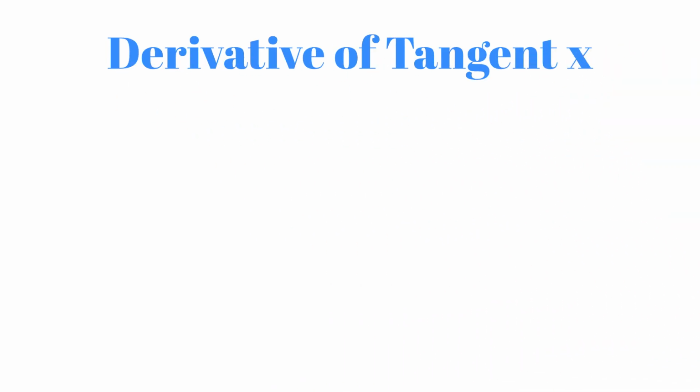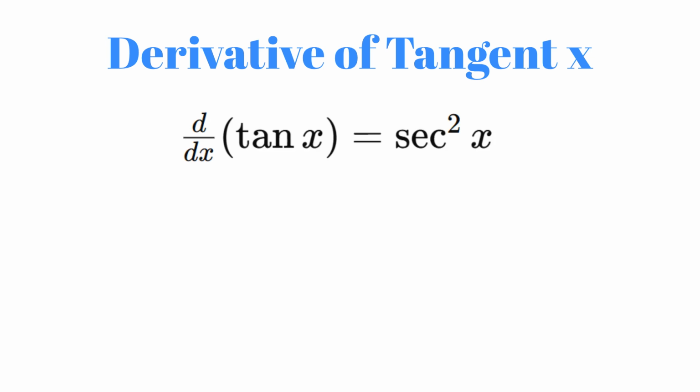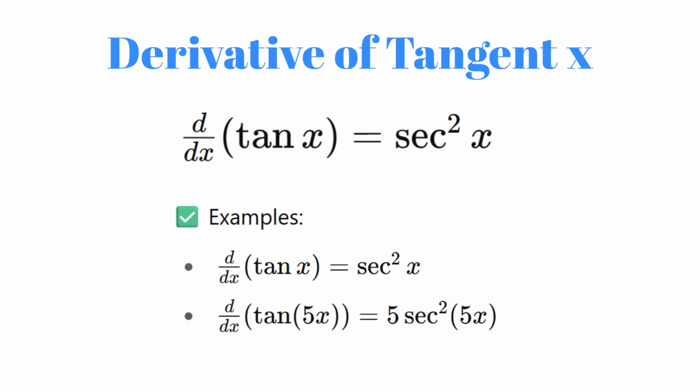Derivative of tangent x. The derivative of tangent x is secant squared x. First example, the derivative of tangent x is secant squared x.